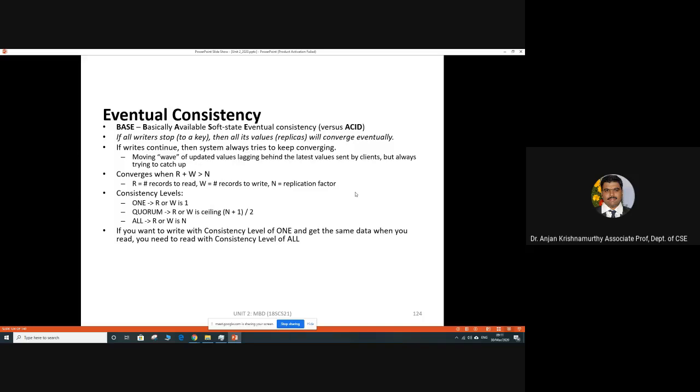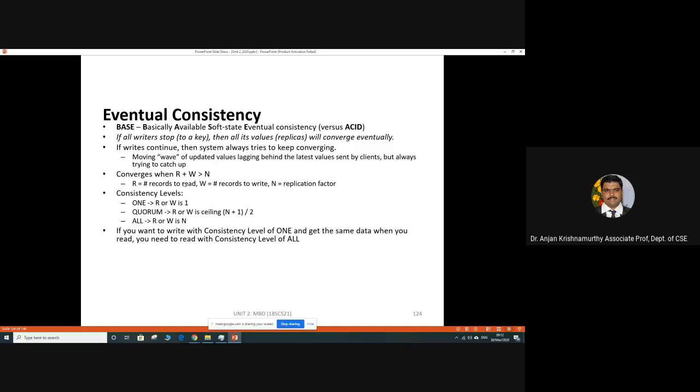So moving ahead, we have already seen eventual consistency, right? Which is a BASE property: basically available, soft state, eventually consistent, which is against the ACID properties. So if all the writes stop, then all the values will eventually converge and be consistent. If the writes continue, then the system will always try to converge the consistency, right? The convergence here is measured like this: R plus W should be greater than N, where R is the records to be read, W is the records to be written, N is the replication factor, right?